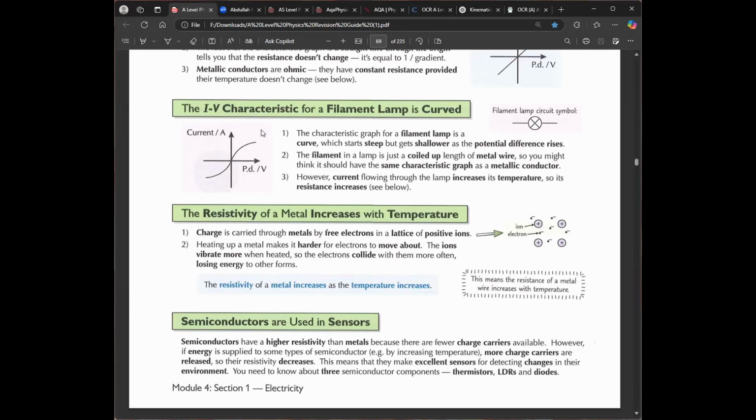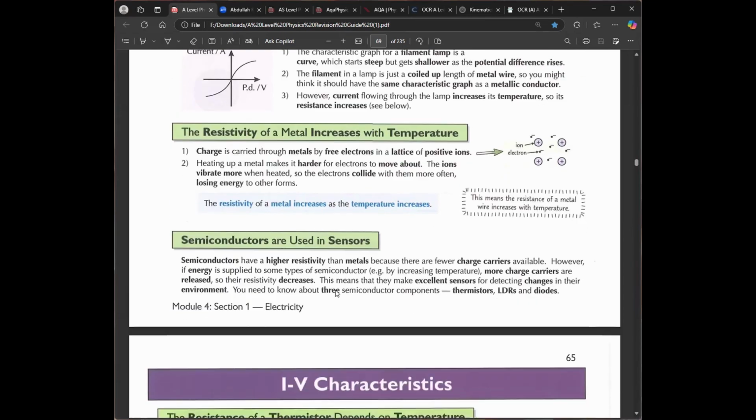That gradient becomes a bit shallower because the gradient in this case is I over V, because on the y-axis it's I and on the x-axis it's V. So basically R is the inverse of the gradient. So you see that the gradient here decreases, which means that the resistance should increase. Does that make sense? I hope it does. If anything does not make sense, just let me know. The resistivity of a metal increases with temperature. So we already established that.